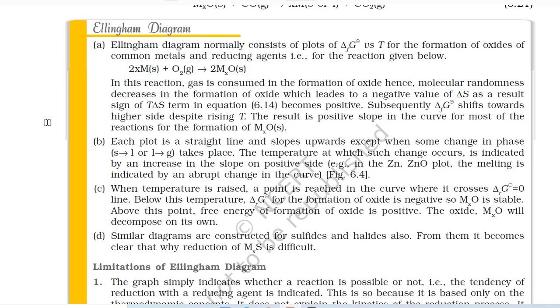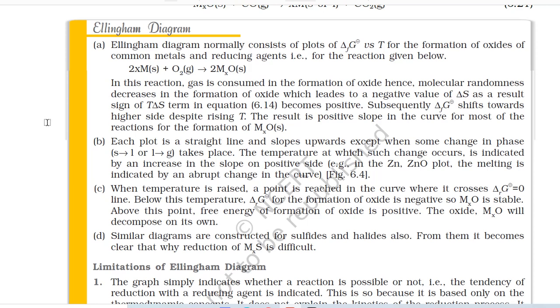B. Each plot is a straight line and slopes upward except when some change in phase, in brackets solid to liquid or liquid to gas, takes place. The temperature at which such change occurs is indicated by an increase in the slope on the positive side. For example, in the zinc oxide plot, the melting is indicated by an abrupt change in the curve, figure 6.4.